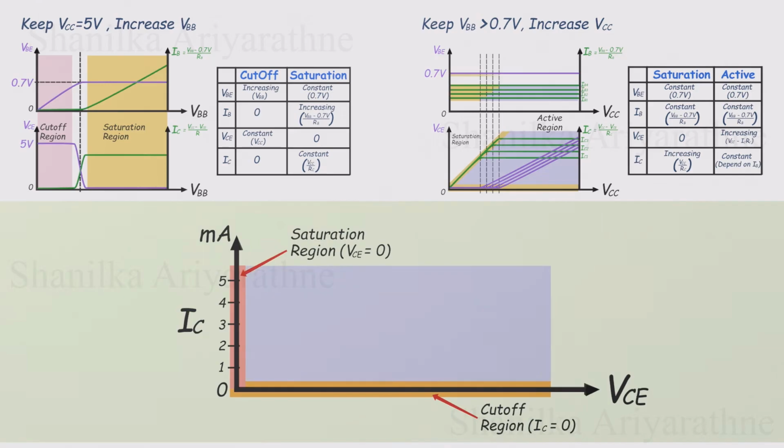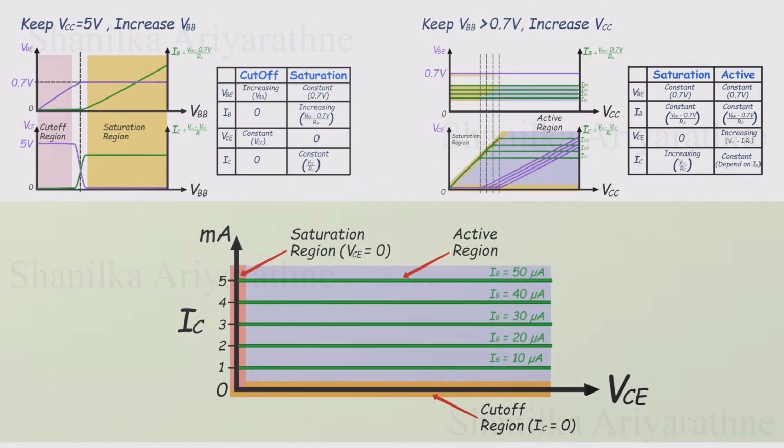Then we have the region where both IC and VCE are non-zero. This is the active region. Here IC is no longer just about VCE. It's directly controlled by the base current, IB.